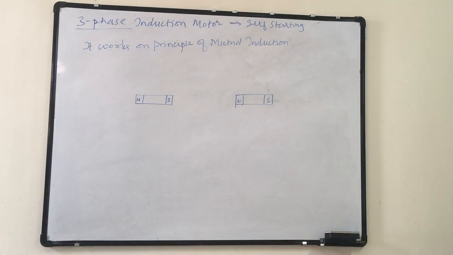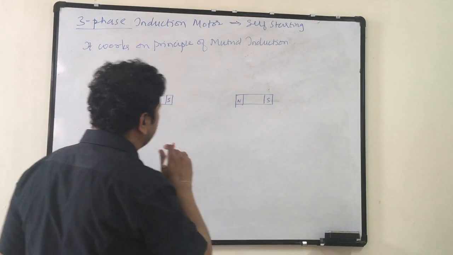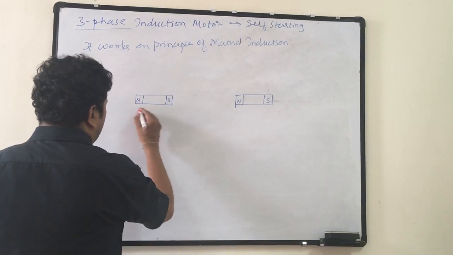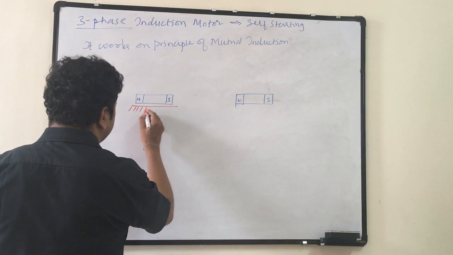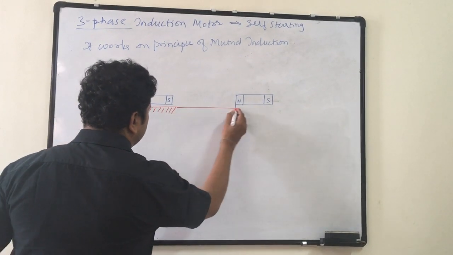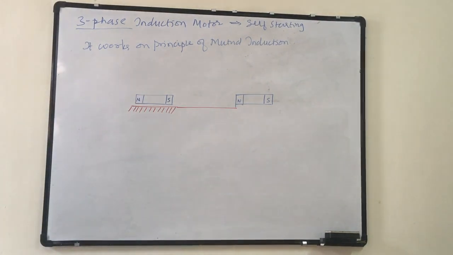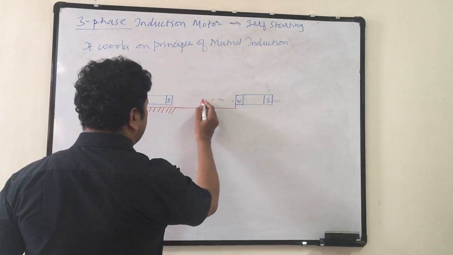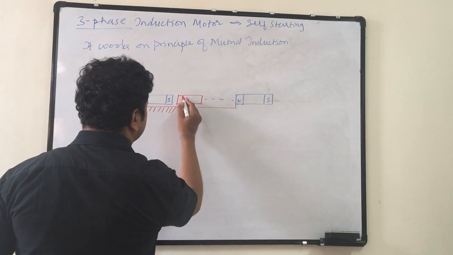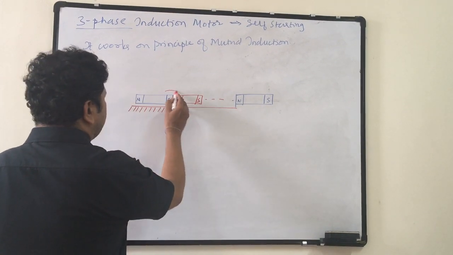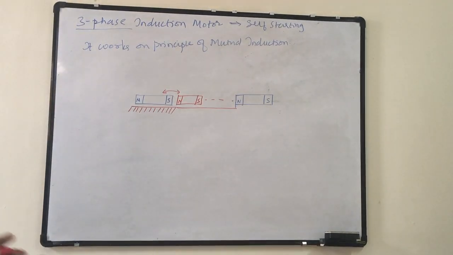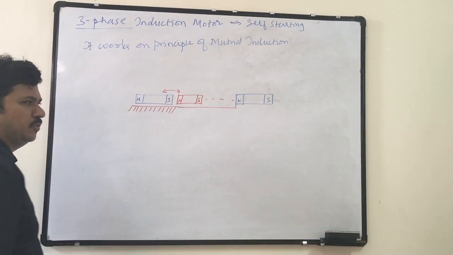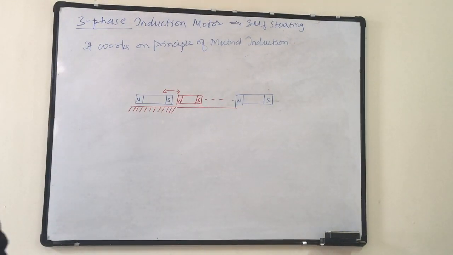Now, if I keep these 2 magnets near each other, I will keep this magnet fixed at one point, and I will move the second magnet near to the first magnet. Now what will happen? When this moves here, these 2 magnets will attract each other, because north pole is facing south pole. When the unlike poles meet, they attract.